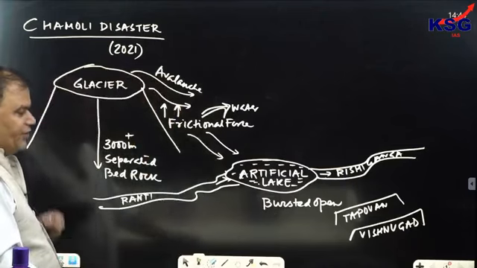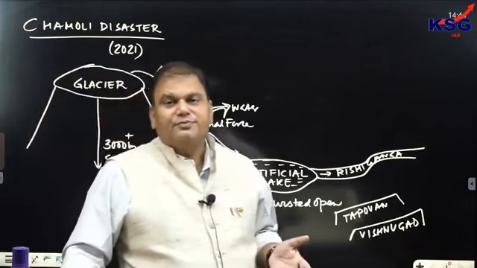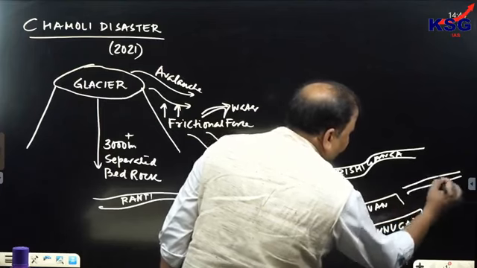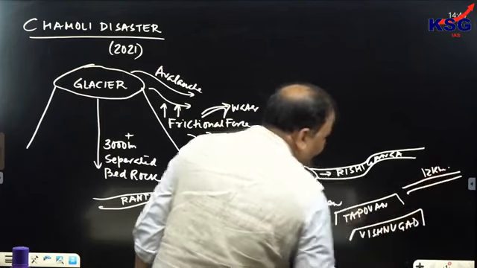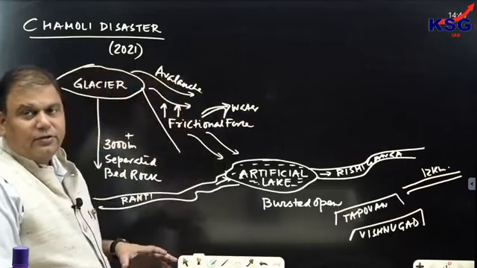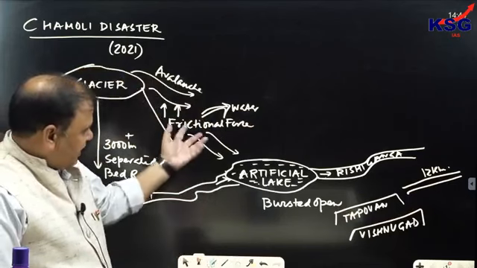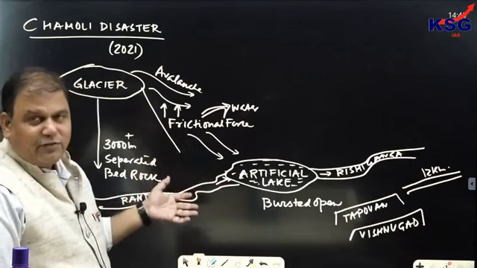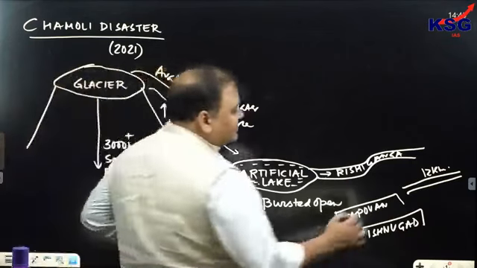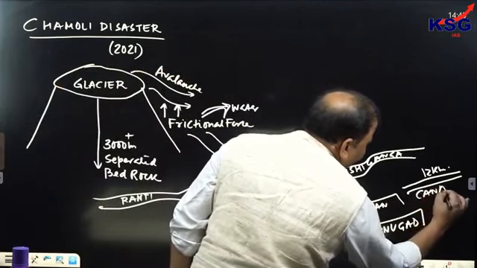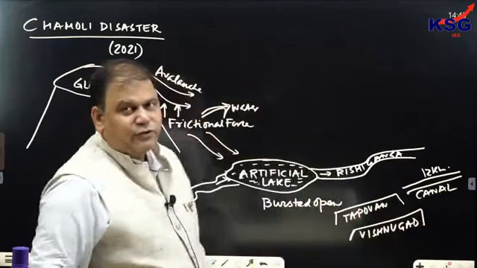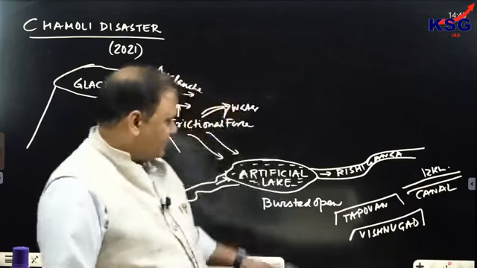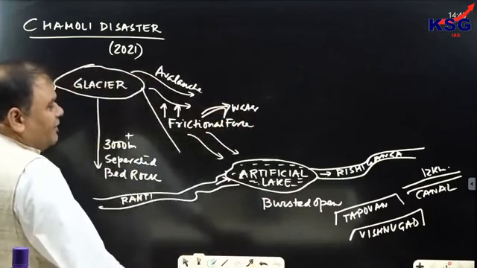Now see, when the Tapovan and Vishnugad projects were established, two canals were also established. One canal was 12 kilometers in length. The water which was generated by the bursting of the artificial lake got accumulated in this canal, and this canal was made with a length of 12 kilometers when the Vishnugad and Tapovan hydroelectric projects were established. Clear? So the water got accumulated there.